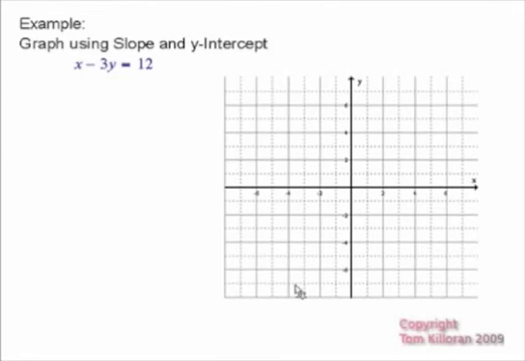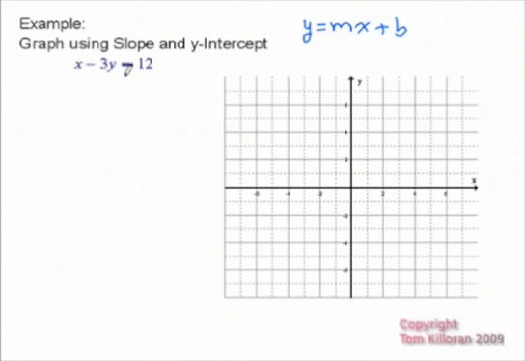Here's a graphing example that is going to use the slope and the y-intercept. Well, if we're going to use the slope and the y-intercept, we're going to have to make this equation into the slope-intercept form, which is y equals mx plus b. And obviously that doesn't look like y equals mx plus b. So the general rule is you want to solve for y.